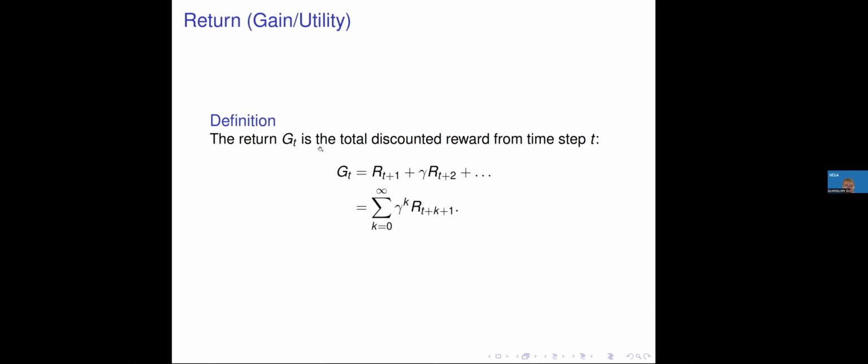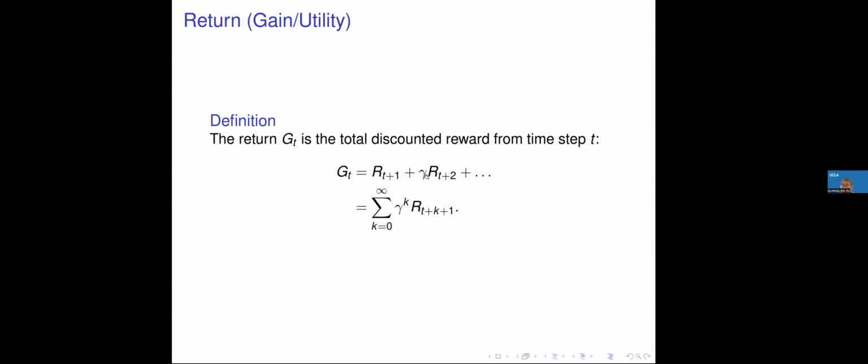Here the return is defined as the summation of the reward. But when we do this summation, we will introduce some discount. The reason we want to introduce discount is because a high reward received in the future may not be as valuable as the same reward received in the short term, right? So we still prefer to receive high reward in the short term instead of in the long term. So that's why we add a discount factor.